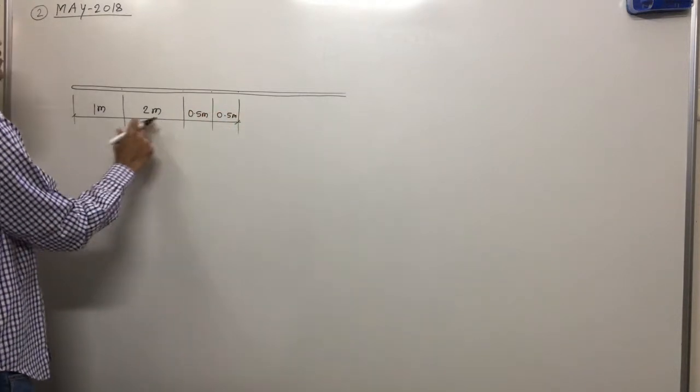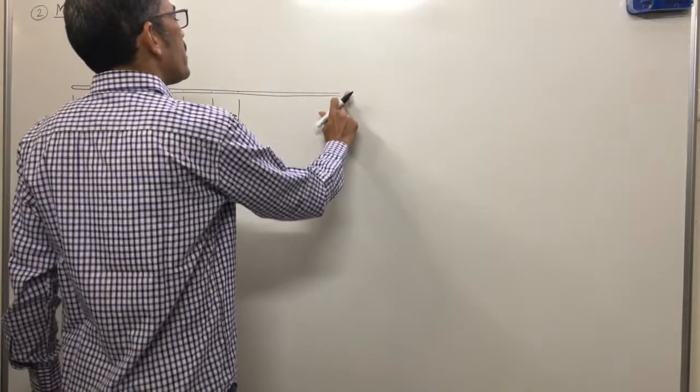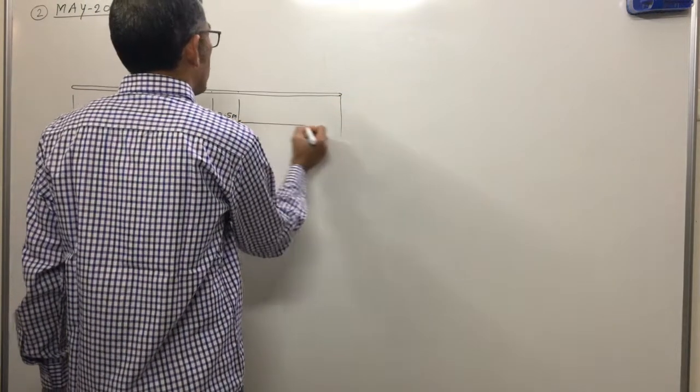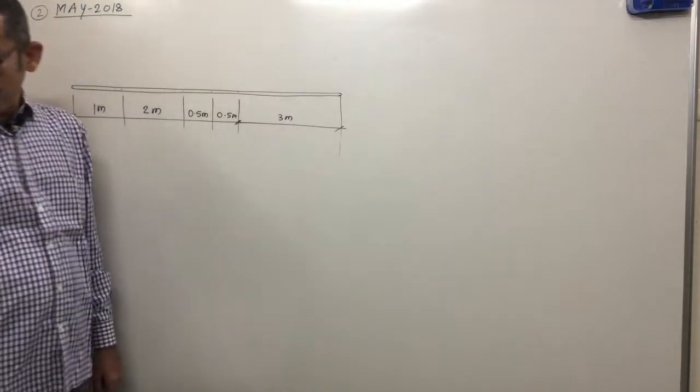Okay, that means 2 plus 1 plus 1, 4 meter. The remaining part is what? This is 3 meter long. Represent the next distance as 3 meter. Okay. Now what supports are given?